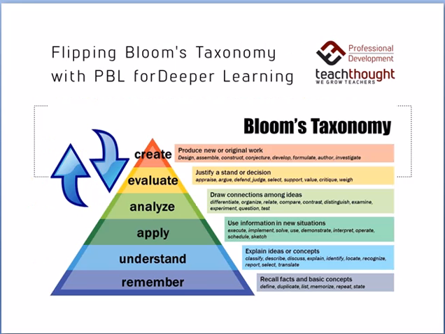So, here we have the pyramid that we were discussing yesterday, and at the bottom we have remembering, understanding, moving up to applying. Some of the words that we use with these various stages are, for example, for remember, recalling facts and basic concepts. Understand gets a little more complex. We explain ideas or concepts, so we need to classify them. We need to discuss. We need to recognize. We need to select, for example.